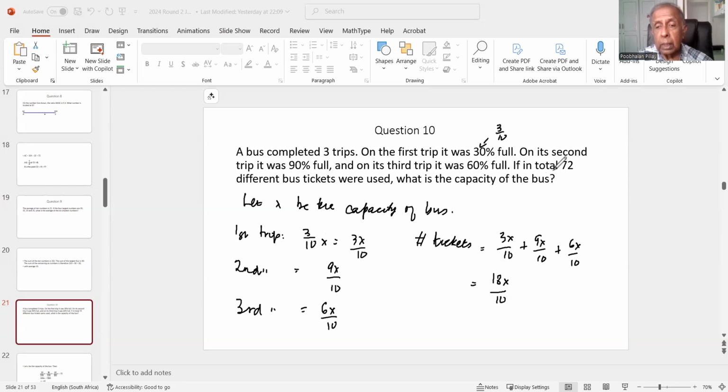But we know that the total number of tickets issued was 72, so you have an equation. This is the number of tickets issued when you calculate it one way, but we were told that it's 72. So then you can solve for X, yeah? Multiply by 10, 720, and 720 divided by 18 is 40. So that's the answer to the question, because we said X is the capacity. So we need to calculate X. We just did. The answer is 40.